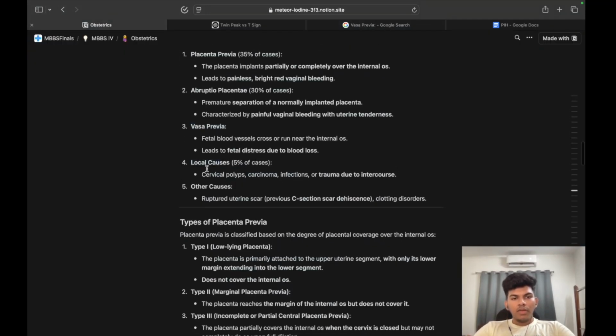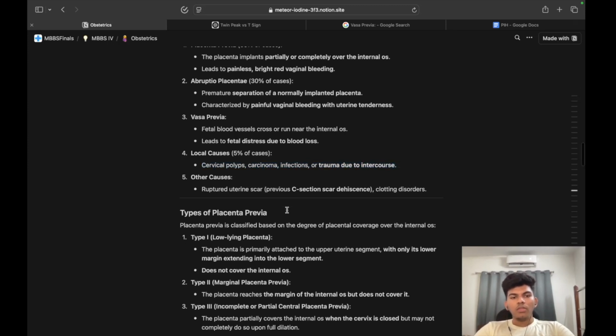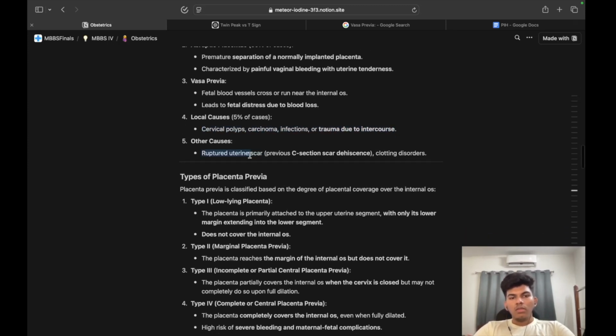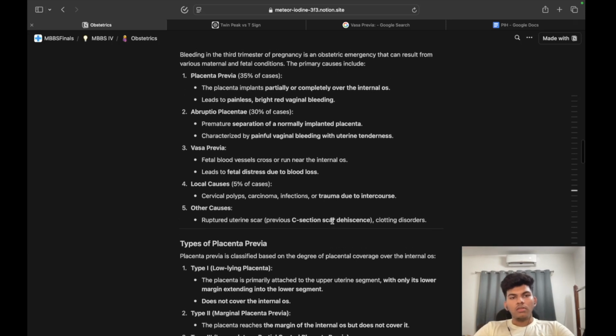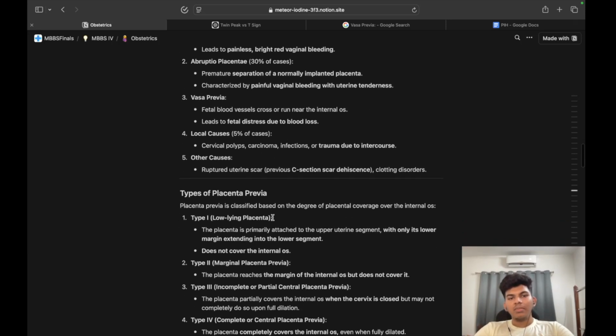Local causes, we have cervical polyps, carcinomas, infections, trauma due to intercourse, and other causes include ruptured uterine scar, previous C-section, scar dehiscence, clotting disorders. So these are the causes of third trimester bleeding.